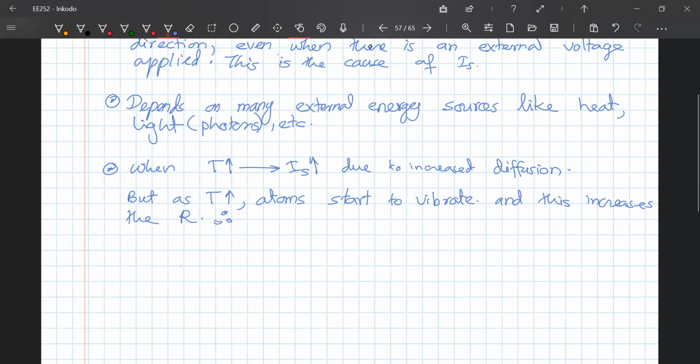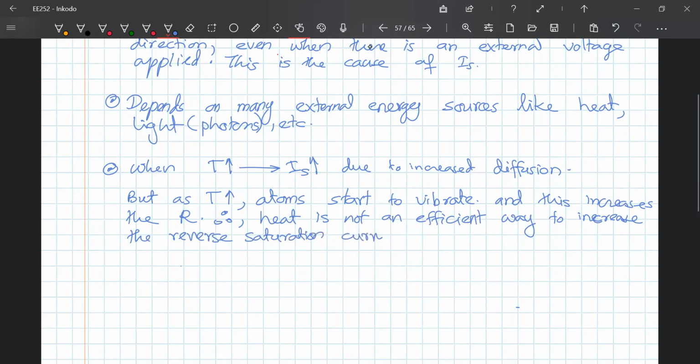Therefore, heat is not a good, efficient way to increase the reverse saturation current, IS, because it also vibrates the atoms and increases the resistance.